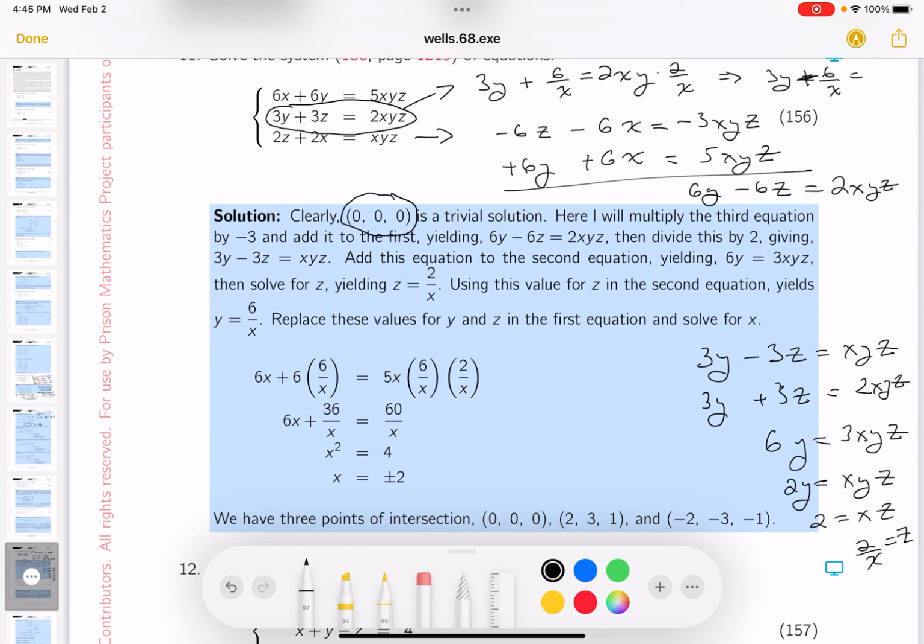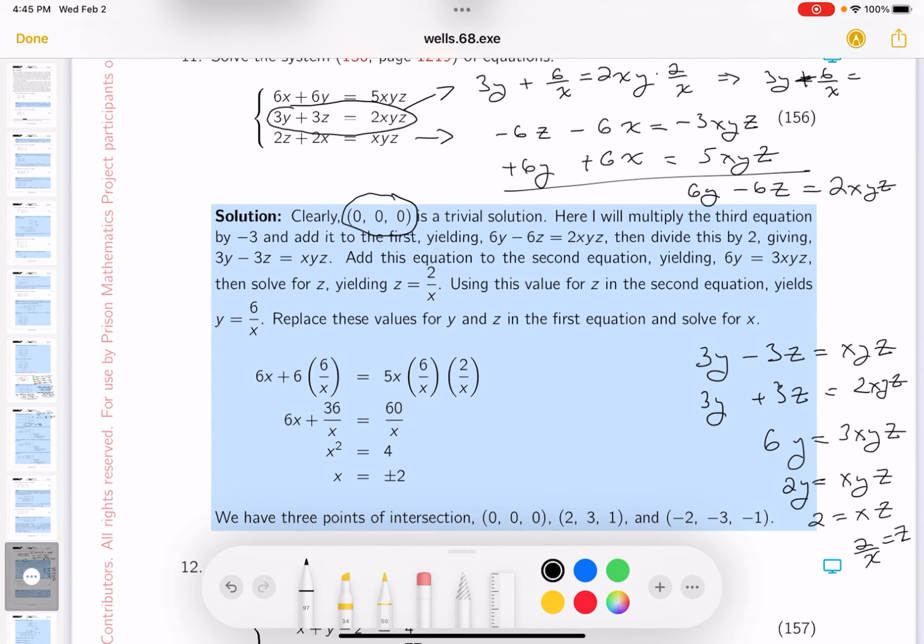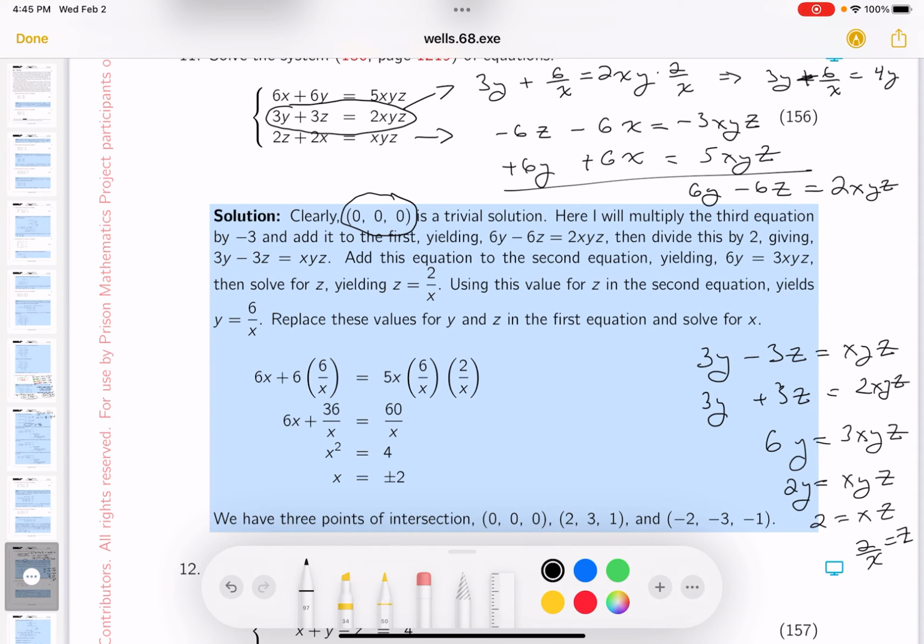Equals, let's see, that would be 4y, right? Because the x's cancel. Yeah, I got 4y. And I'm getting, let's write this down. I get 6x equals y. Yeah, that's not bad. I got that.